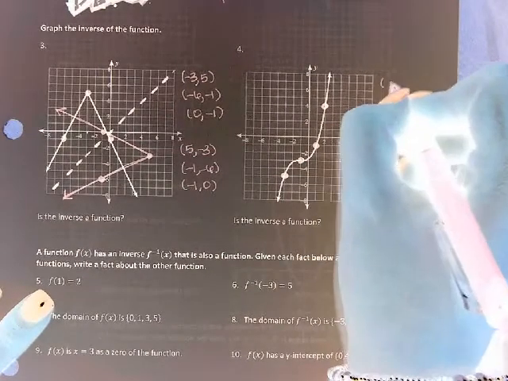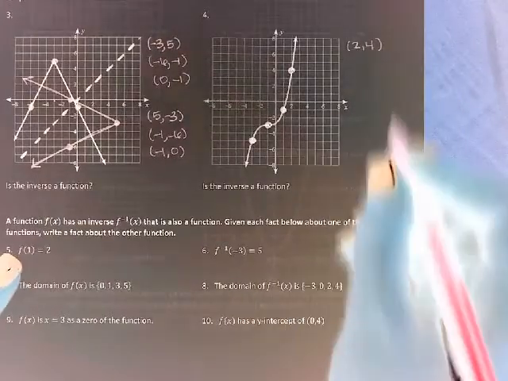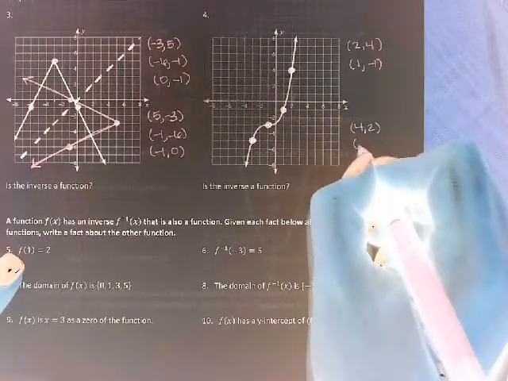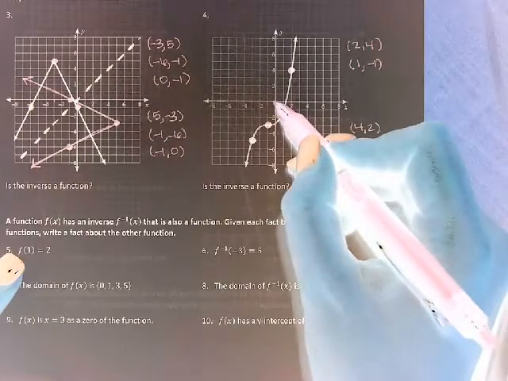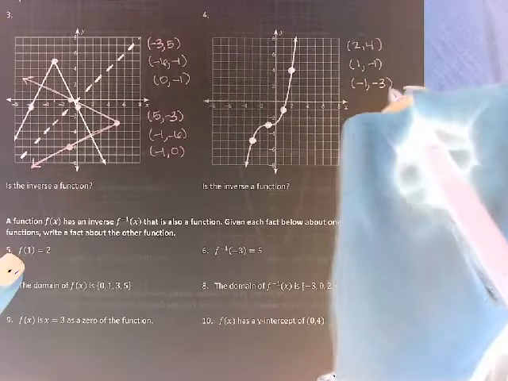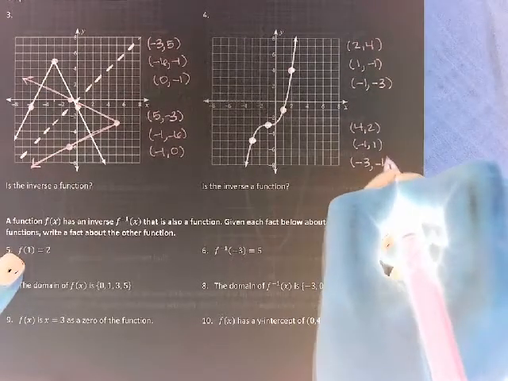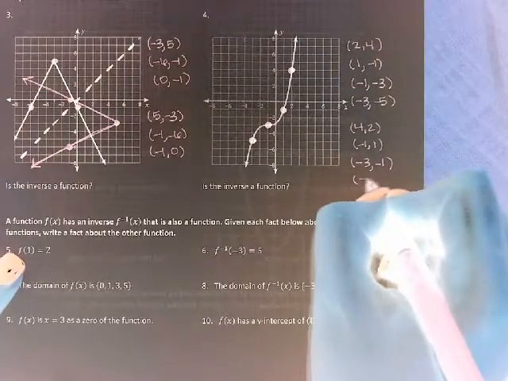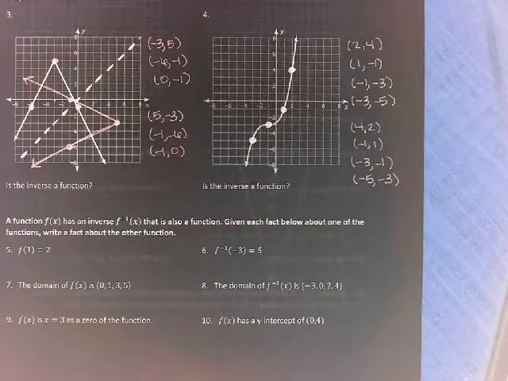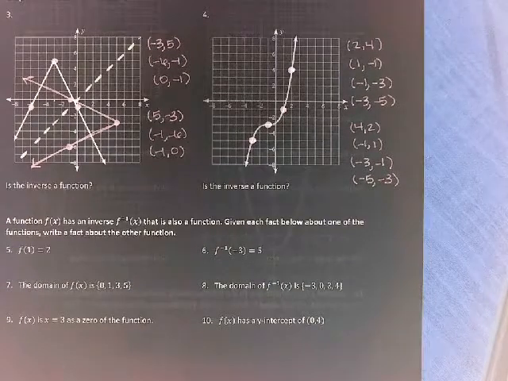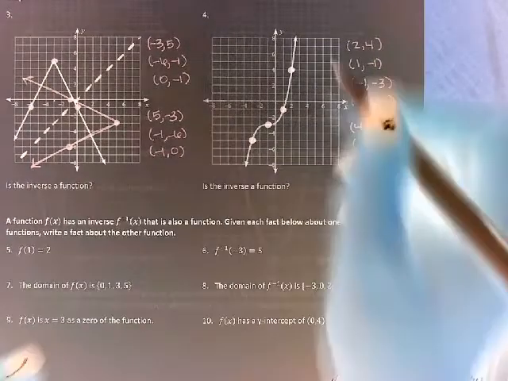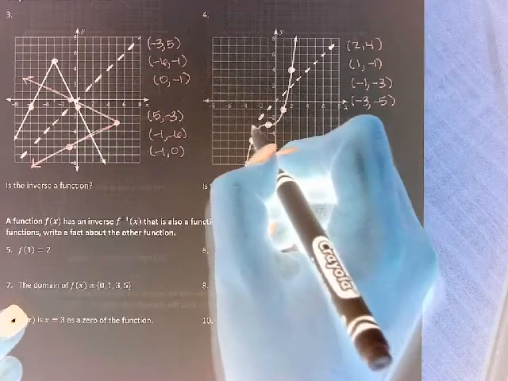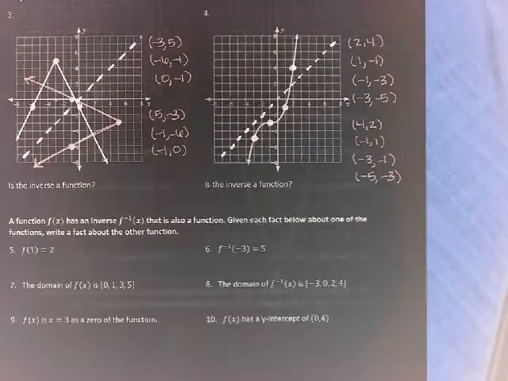So we've got the point 2, 4. We've got the point 1, negative 1. We've got the point negative 1, negative 3. We've got the point negative 3, negative 5. And this one is kind of hard to draw, so what I'm going to do is put that little dotted line in there, because then I think that might help me draw my curve a little bit.